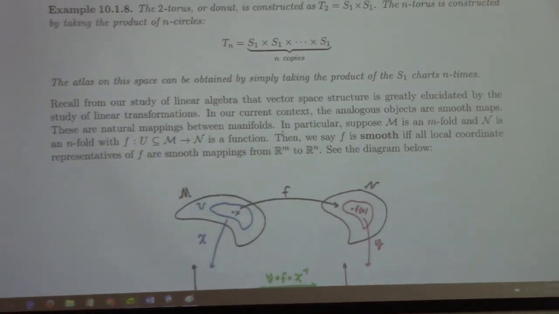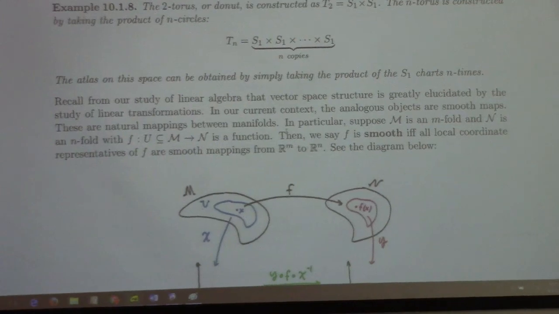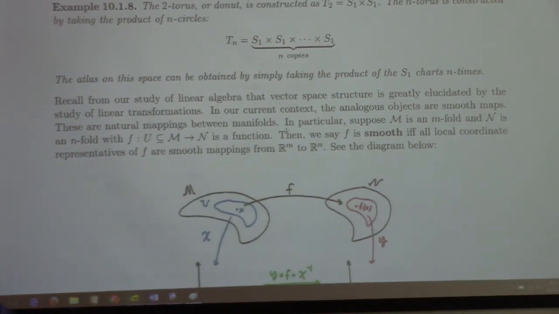So a very important Cartesian product manifold is when you take a circle and take the Cartesian product with another circle, you get what's called a torus. So S1 cross S1 is the torus. If you take the Cartesian product of n circles together, you get the n-torus. This is a nice, interesting manifold.